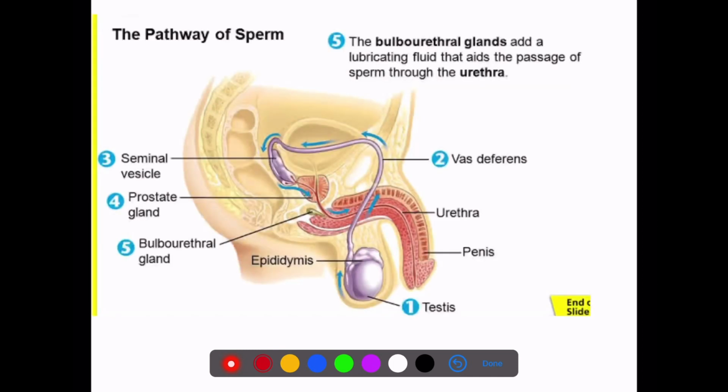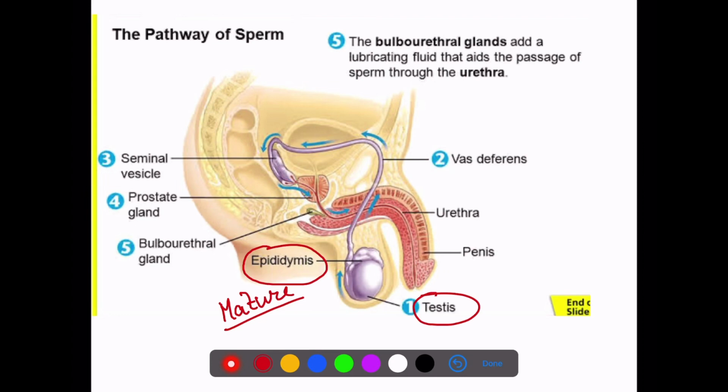So let's quickly see, when the penis gets erected or stimulated, what is the pathway of sperm from the epididymis? Why did I say epididymis, not testis? Because testis is just the place where the formation of sperms happens. Ultimately, the mature sperm are released from the epididymis to the penis through the urethra. So what is the pathway of sperm? That is very important for you to understand.